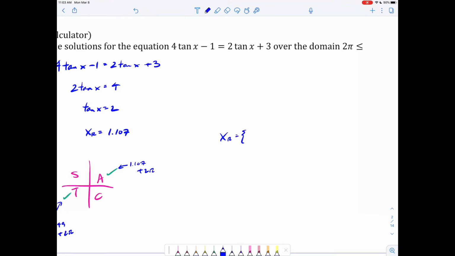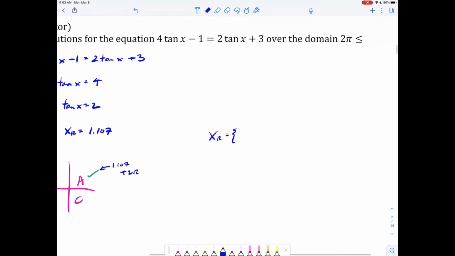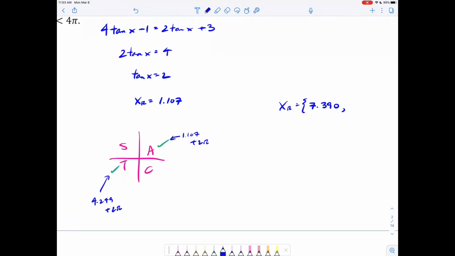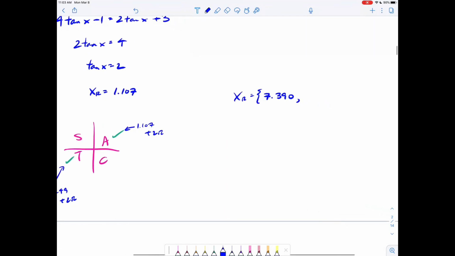So 1.107 plus 2 pi gives me 7.390. And then this other one, 4.249 plus 2 pi should be in the neighborhood of 10-ish. My calculator says that it is 10.532.